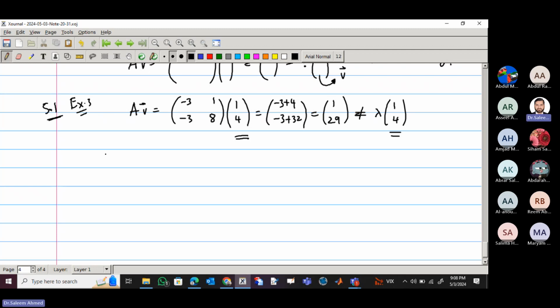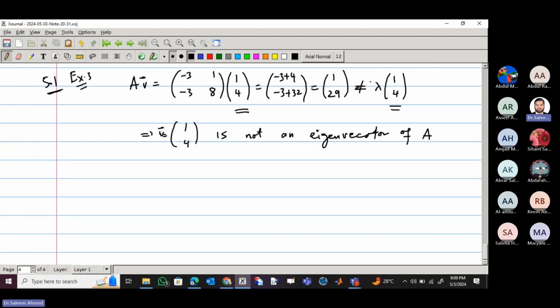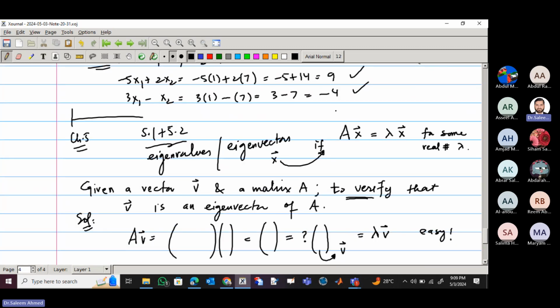So it means this is not an eigenvector. It means (1, 4) is not an eigenvector for A. If V becomes an eigenvector, then this lambda is called the eigenvalue. If this is true, then this lambda is called the eigenvalue for that eigenvector.